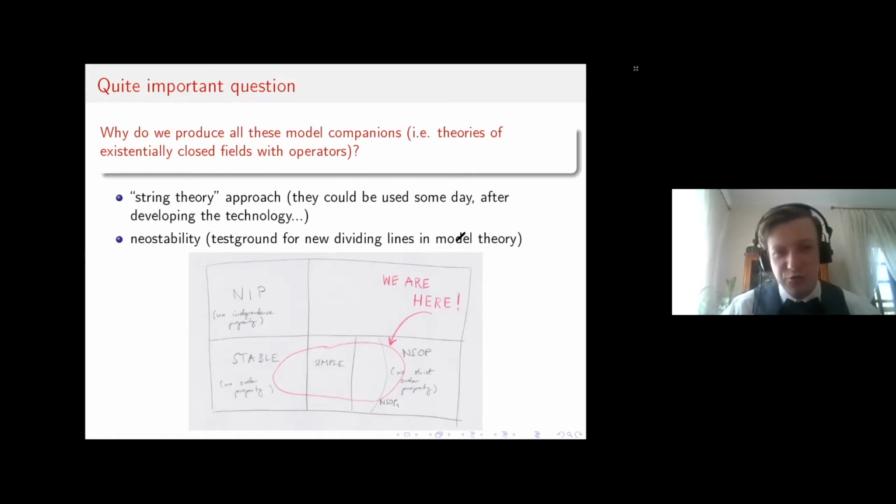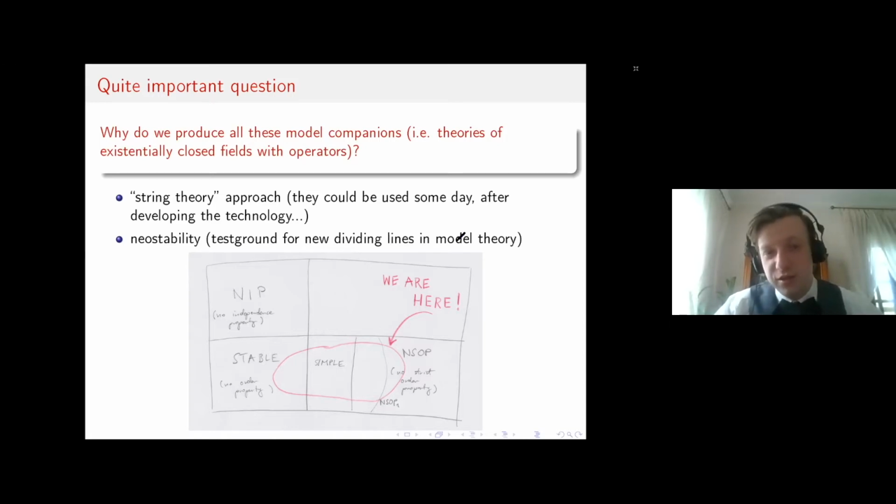Why is it similar to string theory, producing all these model companions? Because some of them were used outside of model theory. So for example, Hrushovski used DCF, right? Stable fields with derivations, to prove the Mordell-Lang conjecture. So maybe one day there will be another person who will try to attack a serious conjecture outside of model theory, and they will need a tool. So they will just reach for the toolbox, pick up the right wrench, and do the proof.